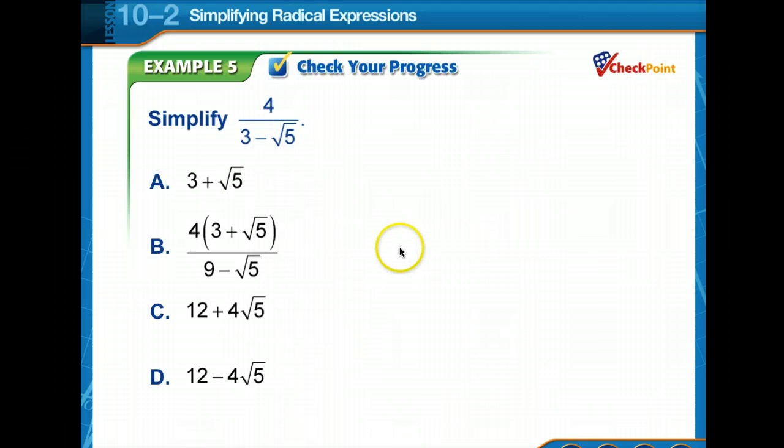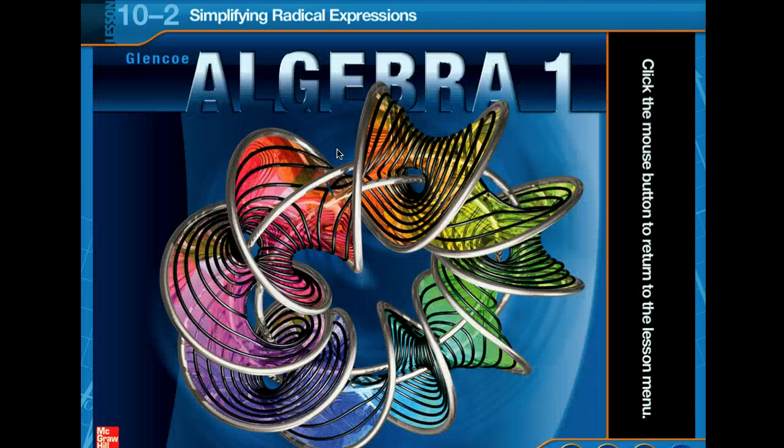Okay, so time to check your progress. Pause the video, work the problem, and then come back and see that your answer is correct. Very good. So your conjugate was 3 plus radical 5. So do the math. Excellent. So now time for you to work on your worksheet.